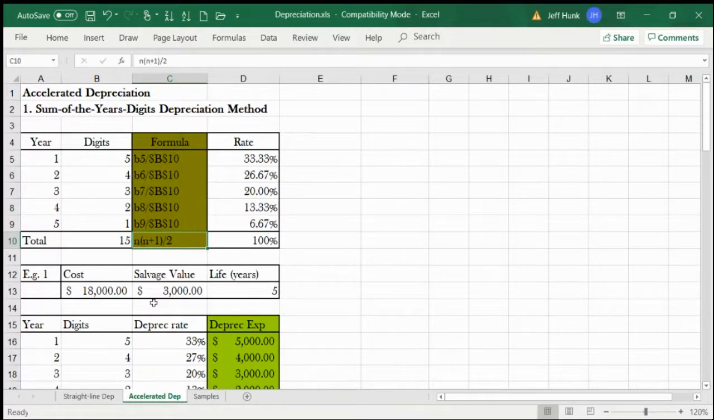In the old days, this is what they did: n times n plus 1 divided by 2, right? But anyway, we can do it easily in Excel, by using the sum command, or auto sum, C5 to C9, right? We can do it like that, or if you prefer, you can do it like that.